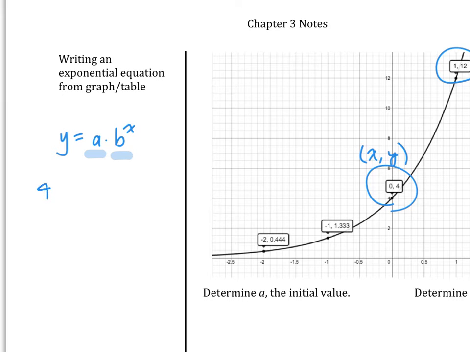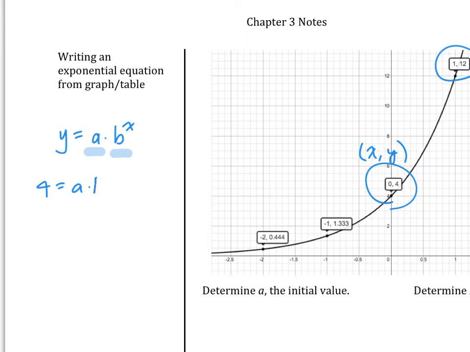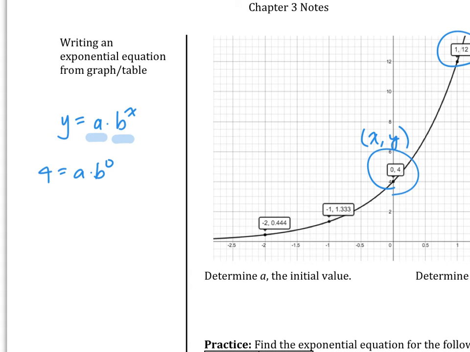So 4 is equal to a times b to the 0. So that's my first equation. And then the second equation with 1 and 12, we're going to get 12 equals a times b to the first. Okay, when you're doing this, please be careful with order of operation.